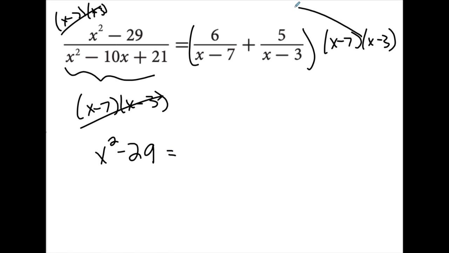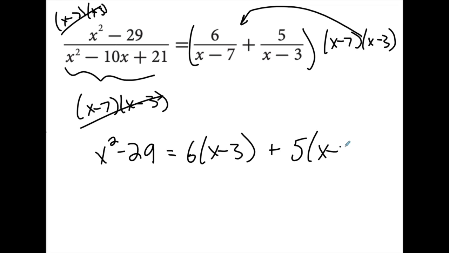And when I distribute on the right, in the first case, the x minus 7's cancel. And I get 6 times x minus 3. And in the second case, the x minus 3's cancel. And I get 5 times x minus 7, right? Because that's the only piece of these left, right? You can see that it hasn't canceled with the denominator. So I'll simplify that up.